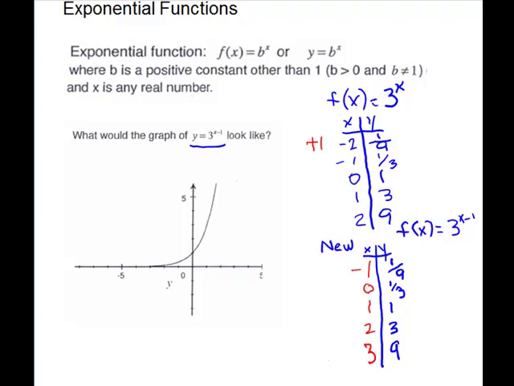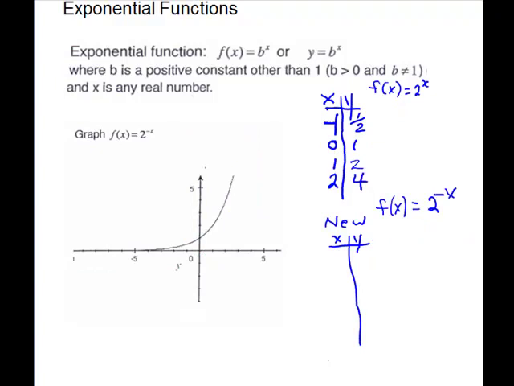And we will graph. So negative 1 and 1/9, so just a tiny bit. 0 and 1/3, 1, 1, 2, 3, and 3, 9. 5, 6, 7, 8, 9, about right there. So this graph has just shifted 1 unit to the right.